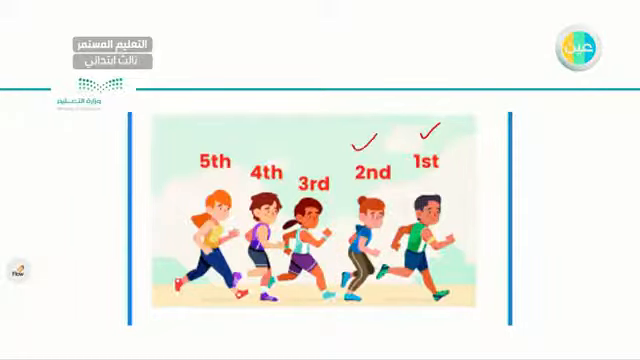Behind him, I have the second boy. He was the second. Maybe he has the silver medal. After that, I have third, not three, I have the third boy. Next I have the fourth boy, and I have the fifth boy. So they are in a race. The first one, he came first. After that, I have the second, third, fourth, and fifth. Very good. This is the meaning of ordinal numbers. Let's go to the next slide.